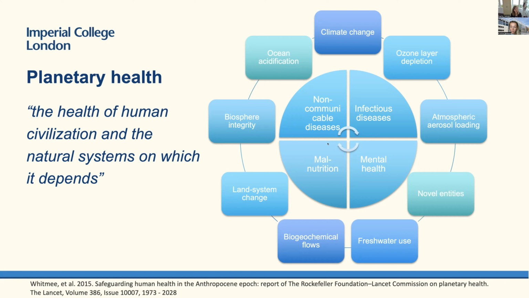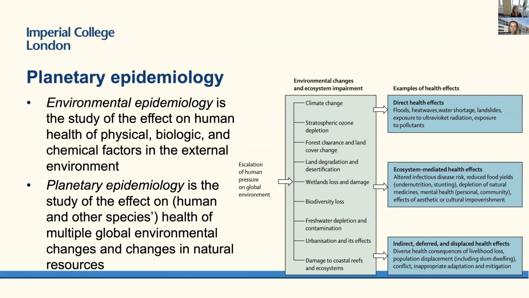And a lot of these changes are very much interacting with human health, be it non-communicable diseases, infectious diseases, malnutrition, or mental health. But then why do we need the term planetary epidemiology? Normally, we hear the term environmental epidemiology, which is the study of the effect on human health of various physiological, biological, physical, and chemical factors in the external environment. So environmental epidemiology was usually about a factor that has a defined exposure, or you can produce a defined exposure, and then it relates that exposure to human health using statistical methods or other quantitative methods.